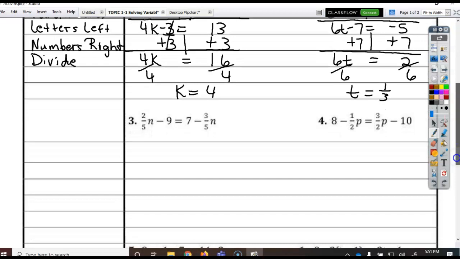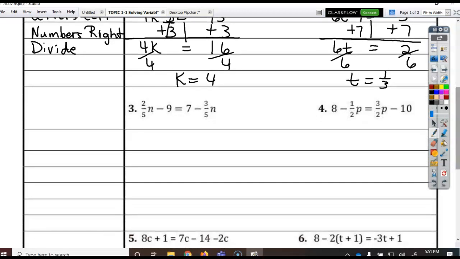Right, remember you can pause if you don't understand how to do something. You can pause it, you can go back, you can review it. This is a video, so this is for you.